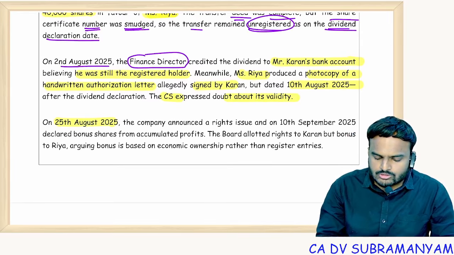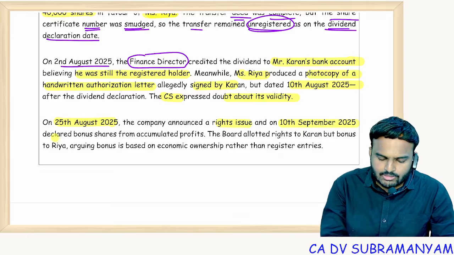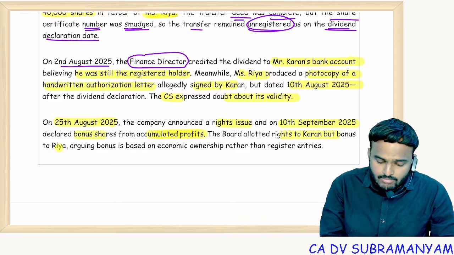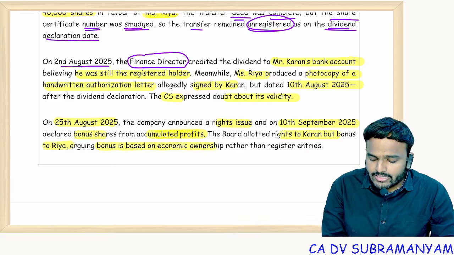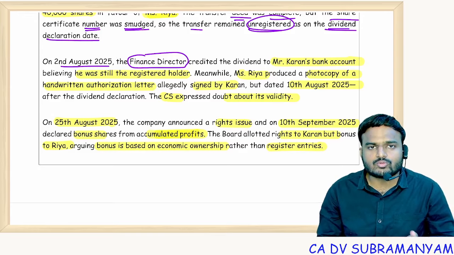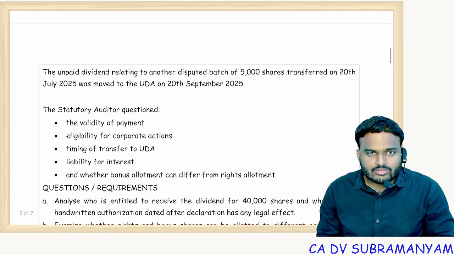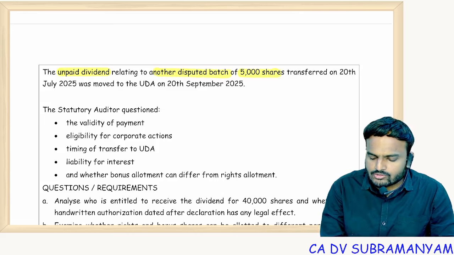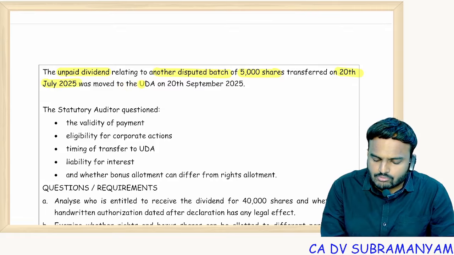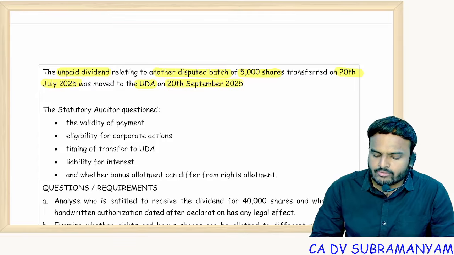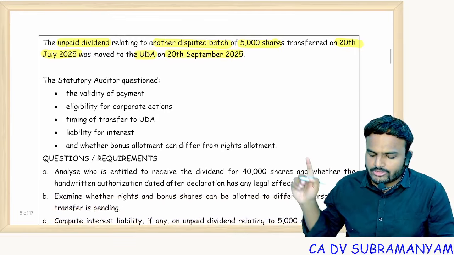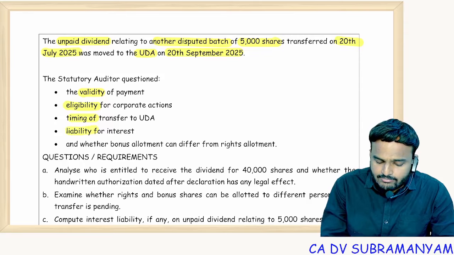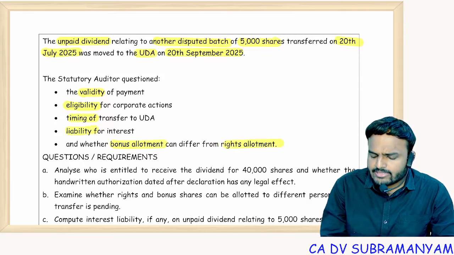On 25th August 2025, the company announced a rights issue, and on 10th September 2025 declared bonus shares from accumulated profits. The Board allotted rights to Karan but bonus to Ria, arguing bonus is based on economic ownership rather than register entries. Who told? Register entries only. To the registered member only, all the benefits will be given. Unpaid dividend relating to another disputed batch of 5,000 shares transferred on 20th July 2025 was moved to the unpaid dividend account on 20th September 2025. The statutory auditor questioned the validity of the payment, eligibility of the corporate actions, timing, liability for interest, and whether bonus allotment can differ from rights allotment.